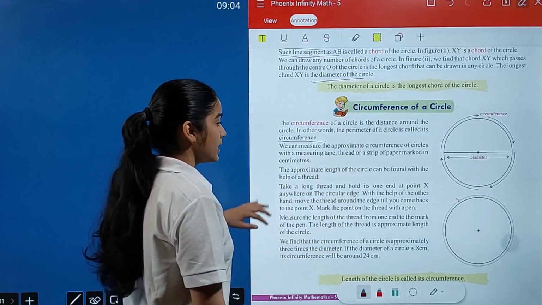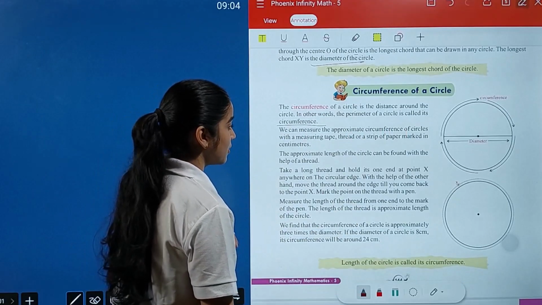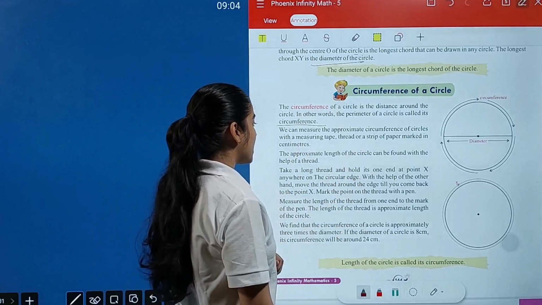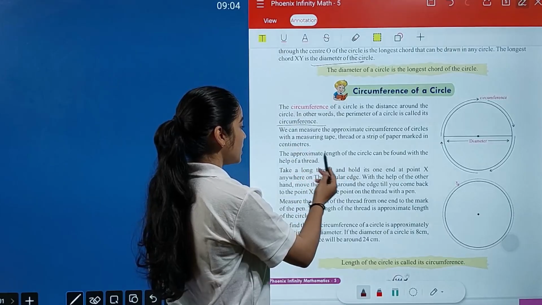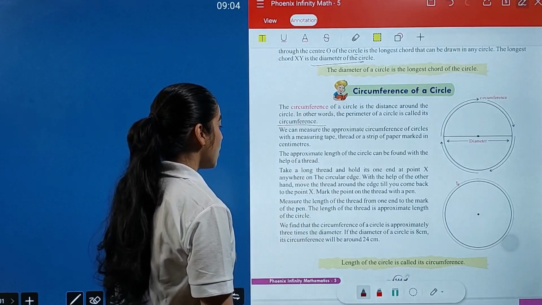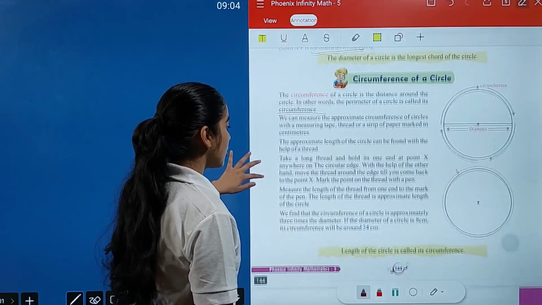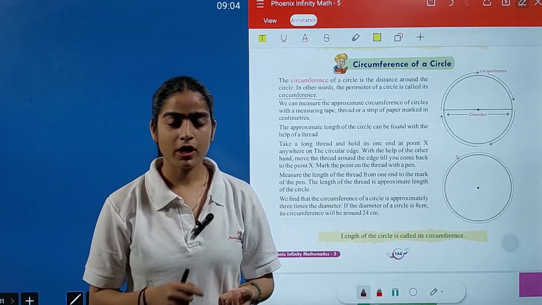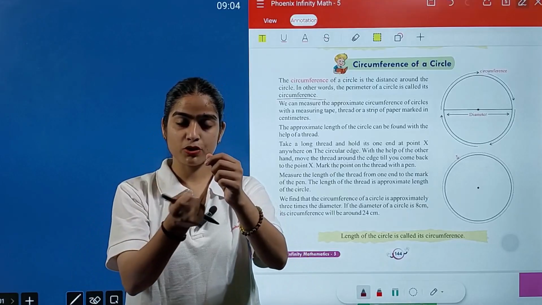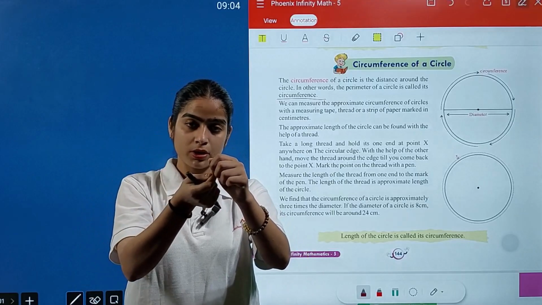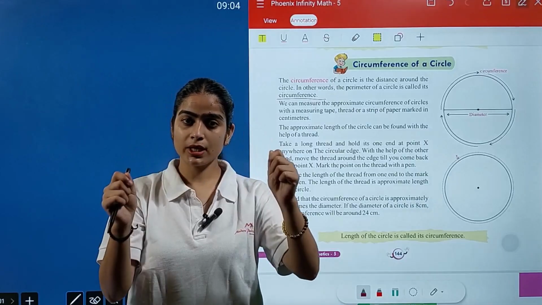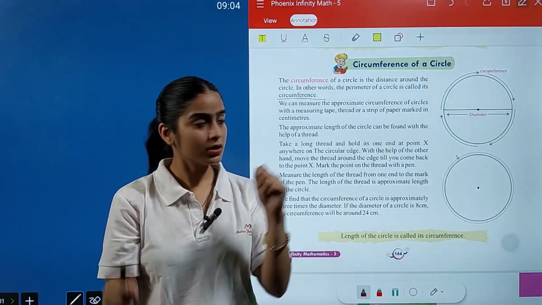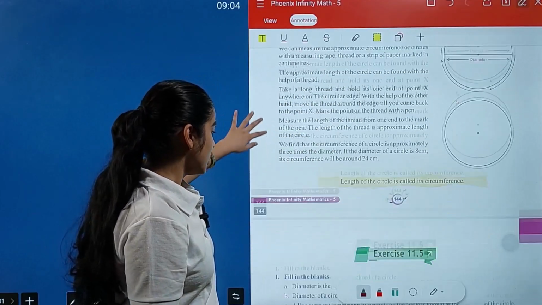Okay, students. Next, we can measure the approximate circumference of circles with a measuring tape, thread or a strip of paper marked in centimeters. The approximate length of the circle can be found with the help of a thread. Take a long thread. You take any circular object, and with the help of a thread, you can easily measure it. You wrap it around, then you take that thread and measure on your ruler how many centimeters the thread measures. That is your circumference. That easy is this.